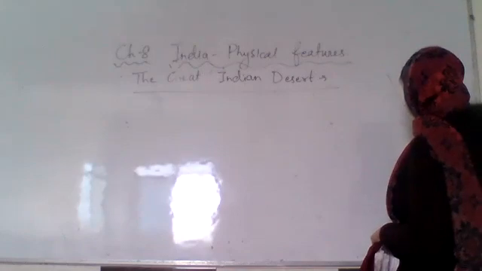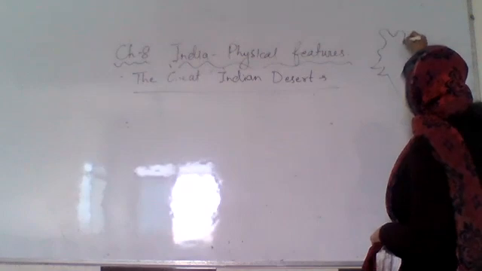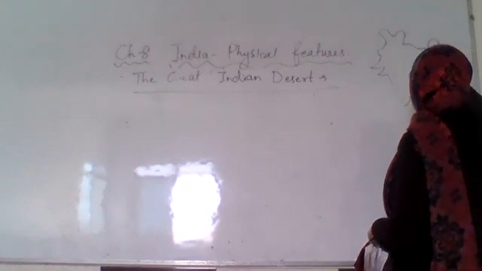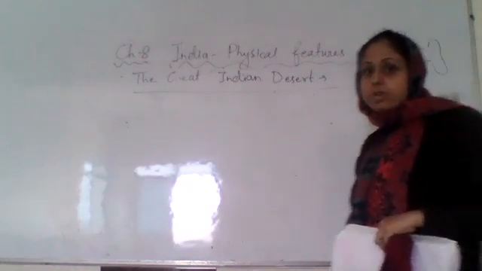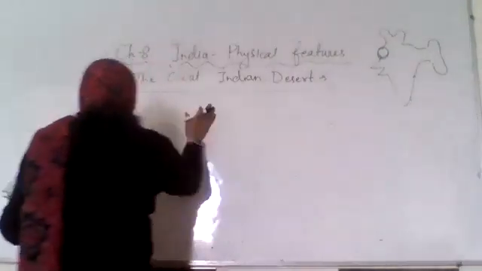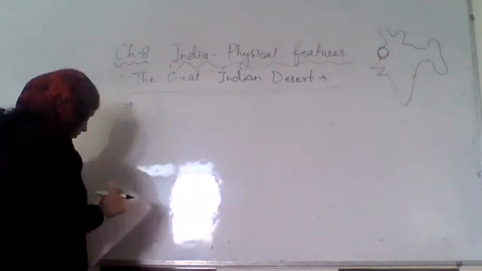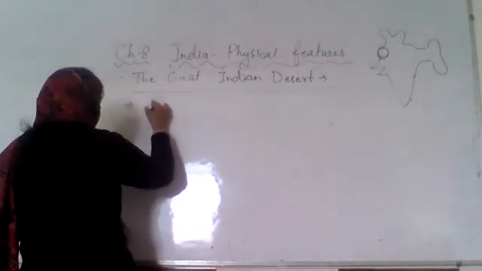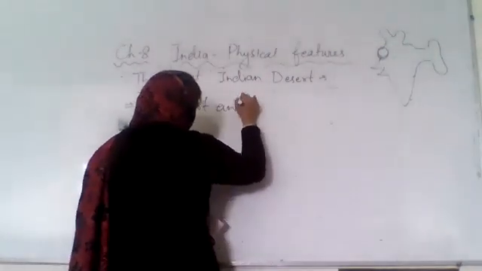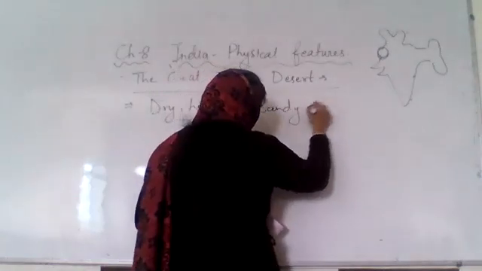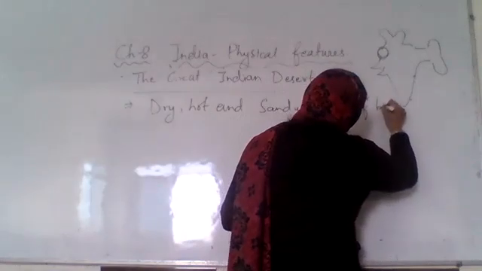So Great Indian Desert lies, yesterday I have shown you, here. Here you have Great Indian Desert when you will look the map. Okay. Now Great Indian Desert is a dry, hot and sandy stretch of land.